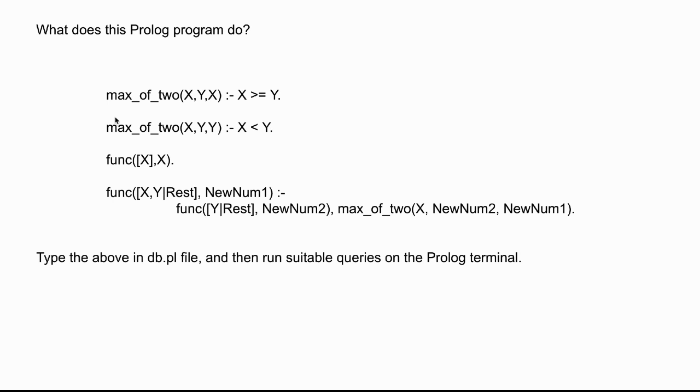So these first two lines are what we had done earlier, to find the maximum of two numbers, but now you have two additional lines. One is func, you have a x inside a list, then you have comma x full stop, and then you have another functor which is defined like this.